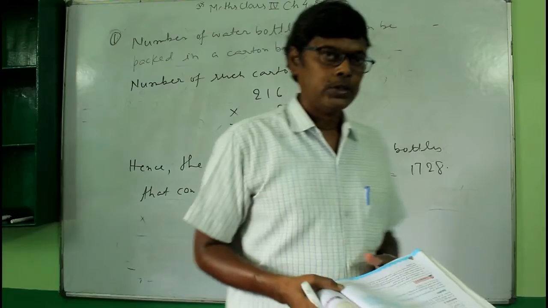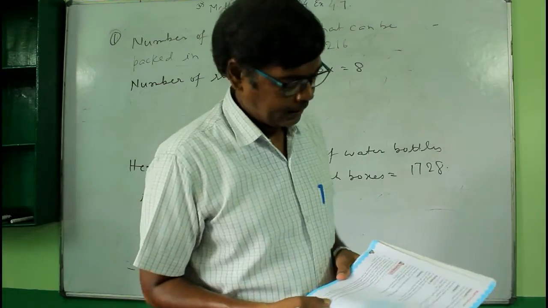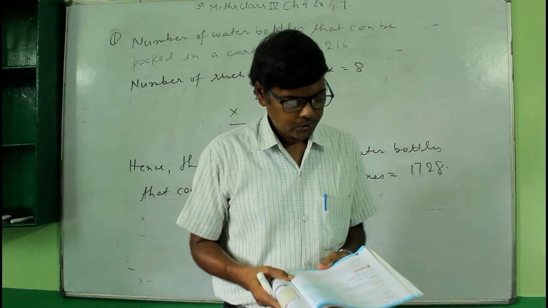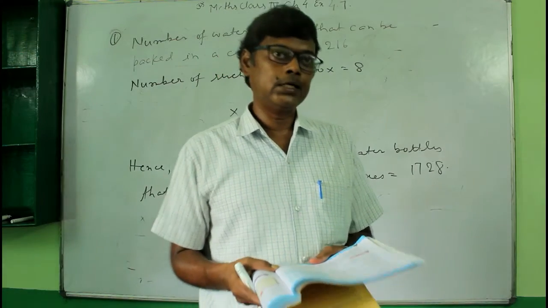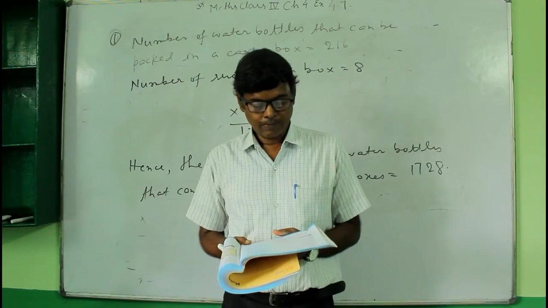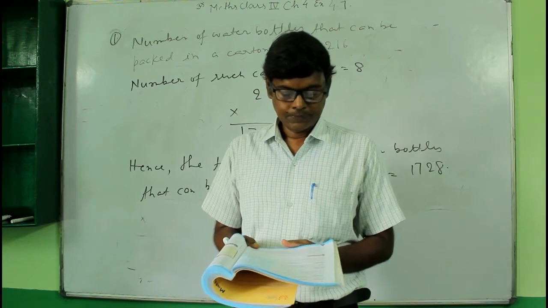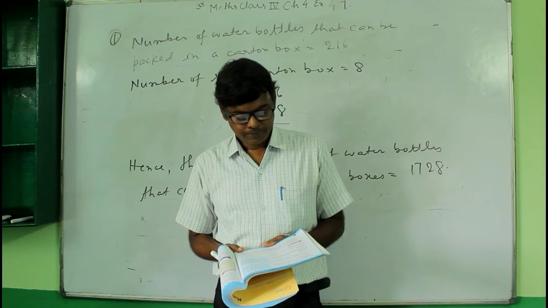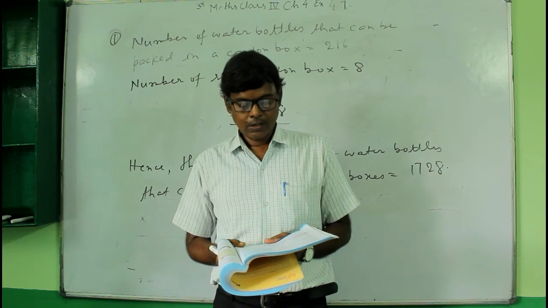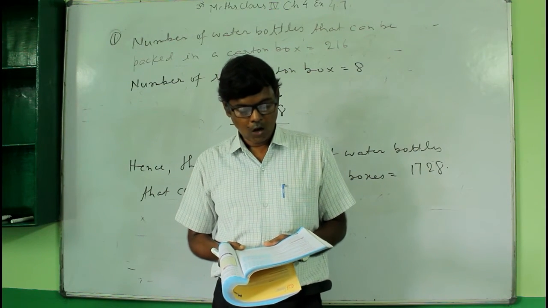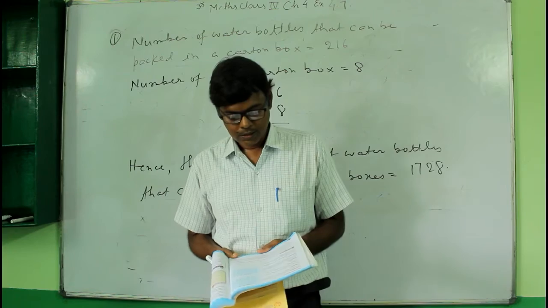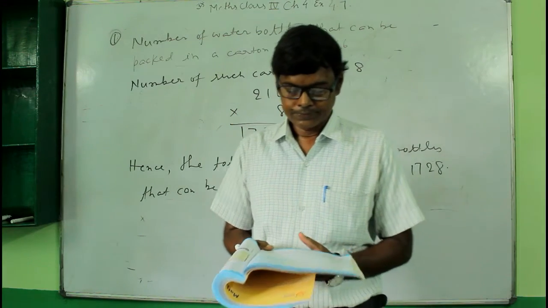Okay, so now question number 2. In this question number 2, the question is, it takes an hour for a bike manufacturing company to assemble 215 bikes. How many bikes can the company assemble in 56 hours?